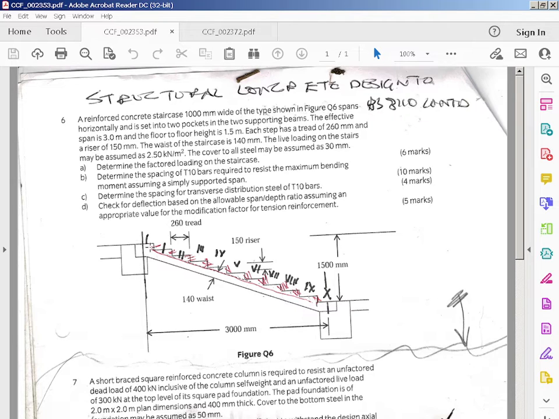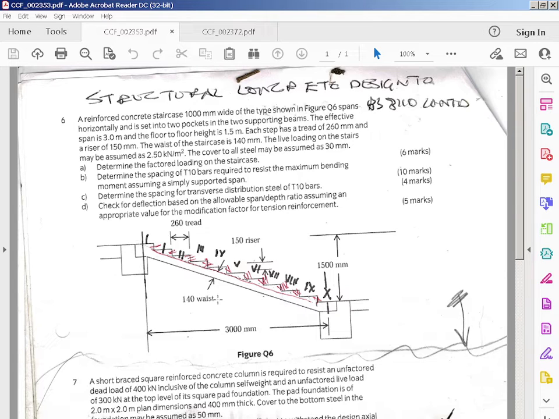So first thing to do is just counting the stairs out. So it's 10 risers, and then if you just draw the diagonal line parallel to the bottom of the soffit, then you've got 10. So that's 10 risers, so it's 10 steps.